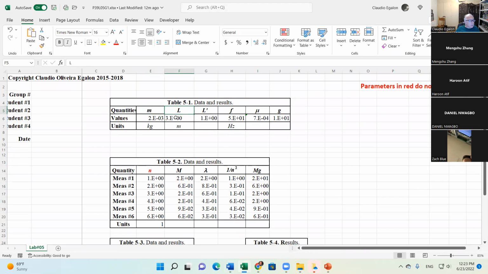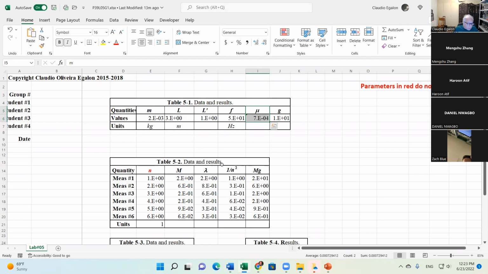And that's the total length of the string, 2.5 meters approximately for this case. And this one here is the vibrating length of the string. The vibrating length of the string is less than the length of the string. You use the m and L to find the mu.